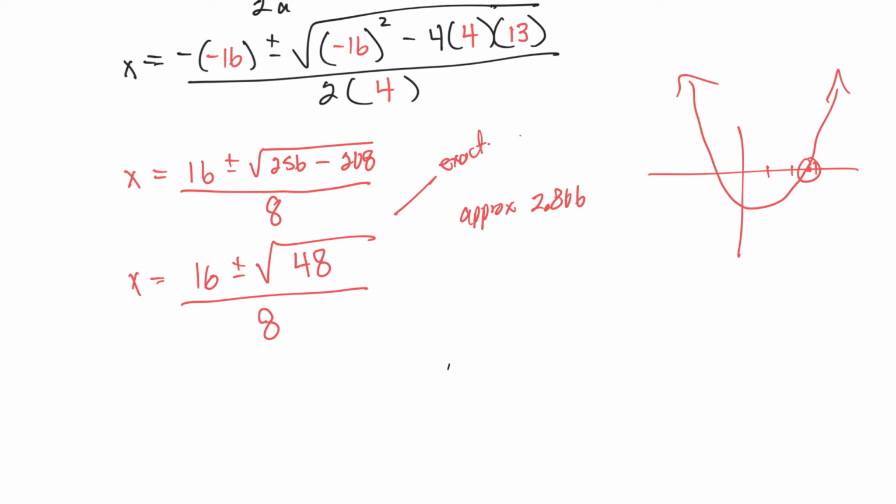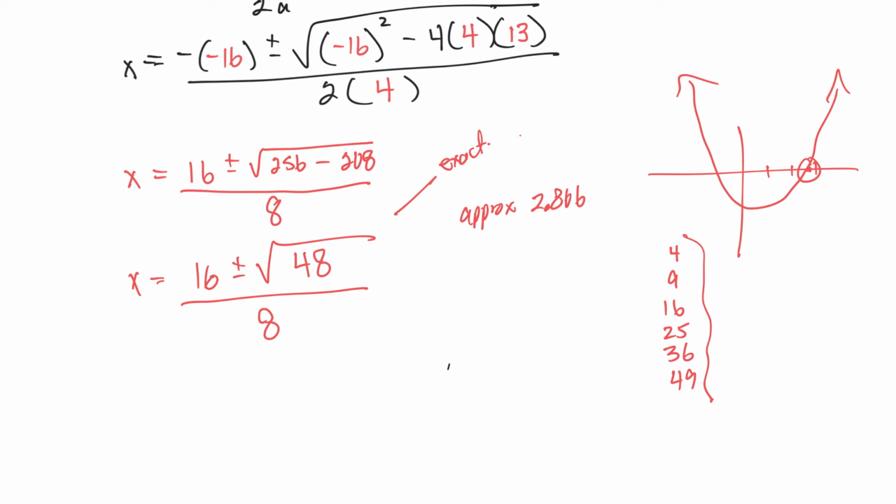Now, if I wanted to get the exact answer simplified, what I need to do is focus on that 48 and look for one of those perfect squares, right? Like 4, 9, 16, 5 times 5 is 25, 6 times 6, 7 times 7. See if one of those numbers will divide evenly into the 48. And if it does, then I can simplify this a little bit more. I can't just divide the 8 into the 16 and into the 48, because the 48 is under a radical. You can't do that. But you do have to divide that 8 into both those things up top.